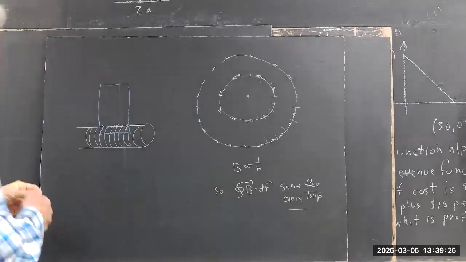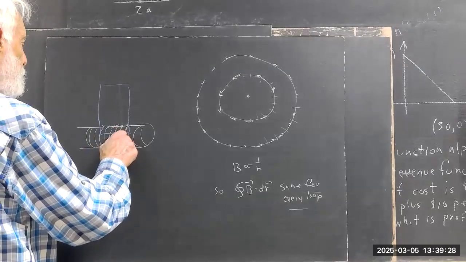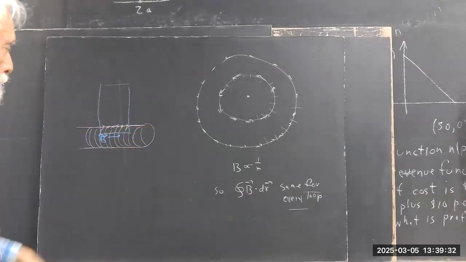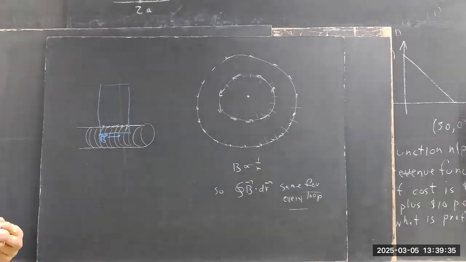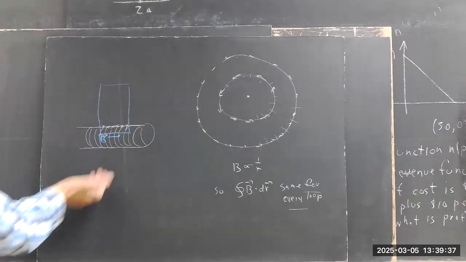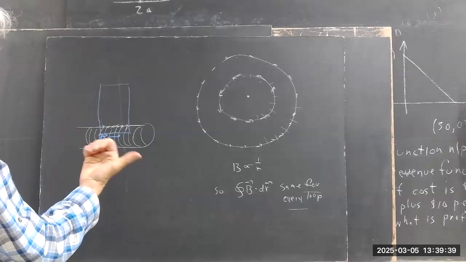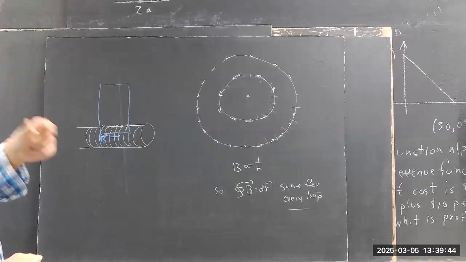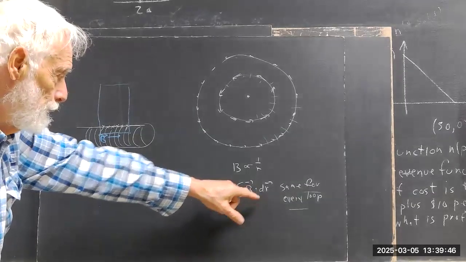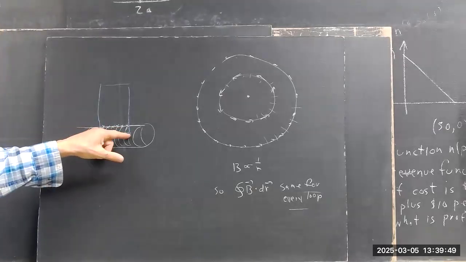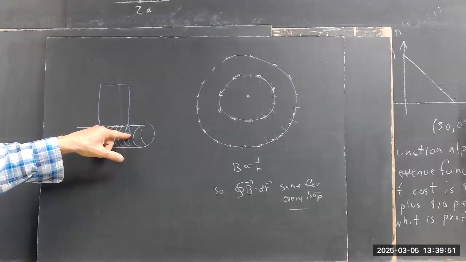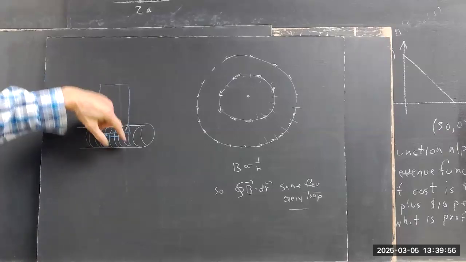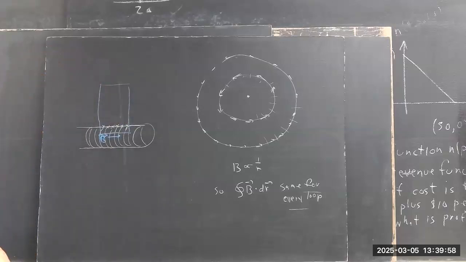You have a magnetic field inside here. Let's say in this direction. Okay. That would correspond to coming around the loop this way. The integral of your B·dr across this distance is determined by how many times this current cuts this big path here.